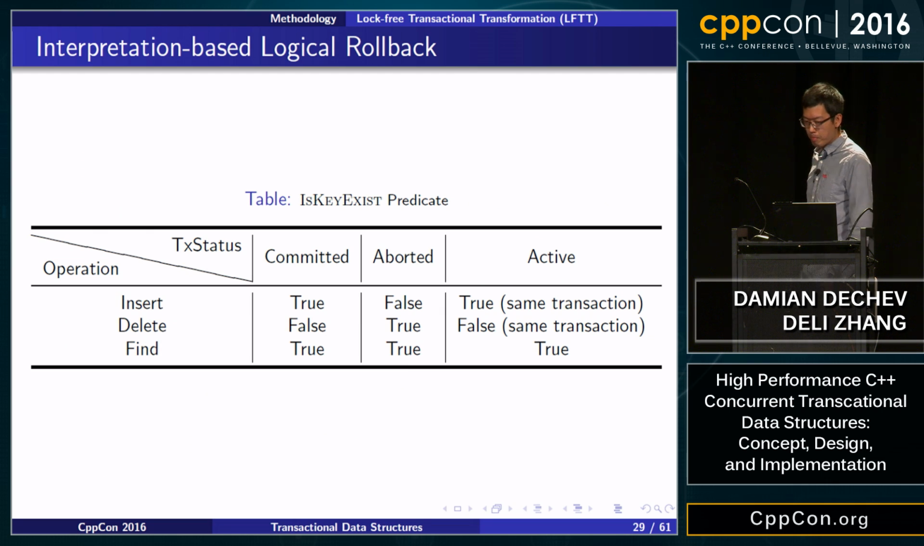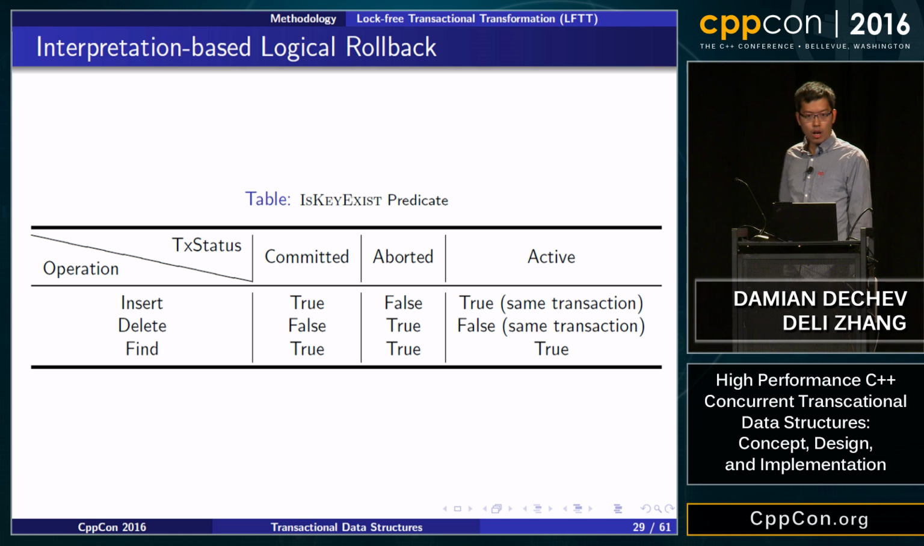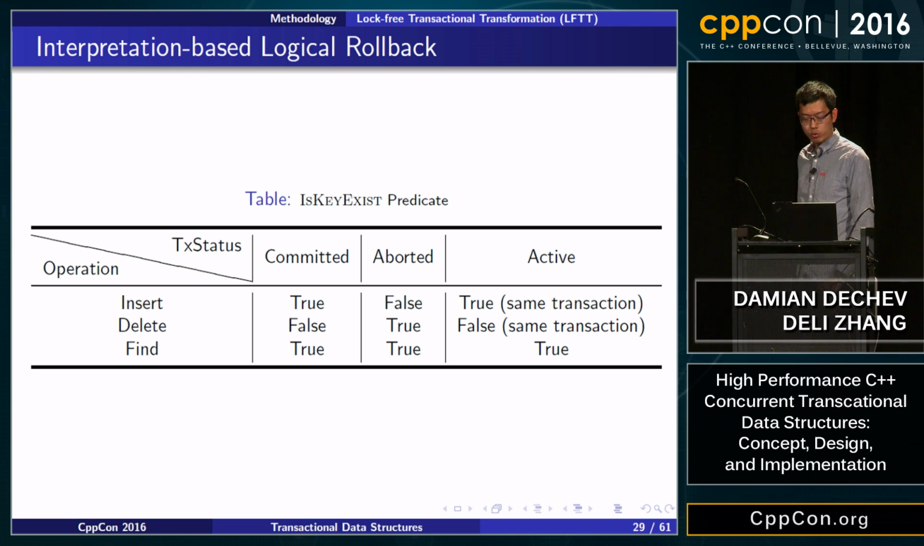Now, here is the truth table for interpreting the logical status of a key. The intuition behind this is that we don't actually need to execute the inverse operation like we did for the transactional boosting technique in order to restore the data structure's abstract state. All we need is that when a transaction fails, the subsequent operation only needs to inversely interpret the logical status of the key in order to recover the correct abstract state.